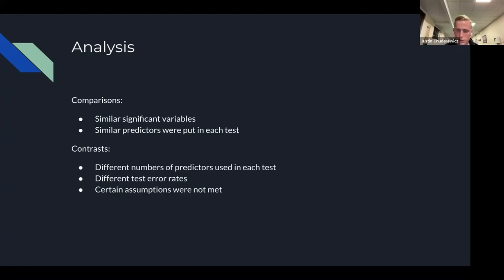There were also differing test error rates between each model. For instance, the LDA test error rate was higher than logistic regression. The random forest had a lower test error rate than the pruned tree, and the lasso had a higher test error rate than the ridge regression. Part of this is due to certain assumptions that weren't met in order for these models to work. For instance, LDA failed to meet its multivariate normality assumption, therefore resulting in a higher test error rate.